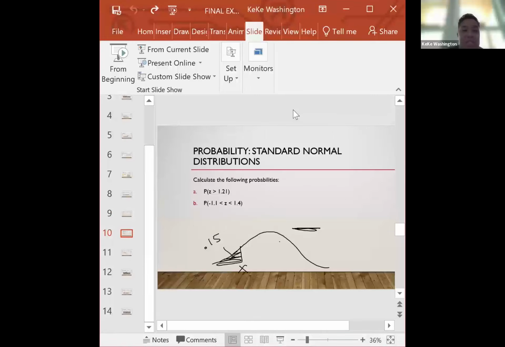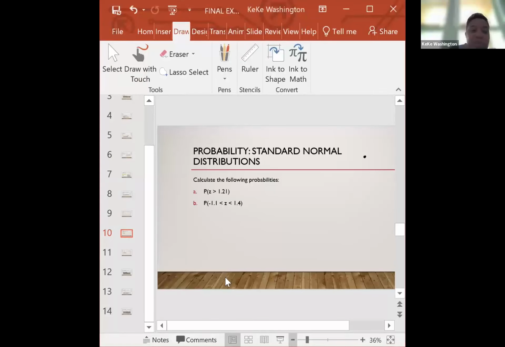All right, next question. Standard normal distributions. So a standard normal distribution, we're not interested in the X values. We are interested in the z-scores. Anytime you see standard normal, that means your distribution has a mean of 0 and a standard deviation of 1, because these will be our z-score values. So we are interested in the probability that a z-score is greater than 1.21.